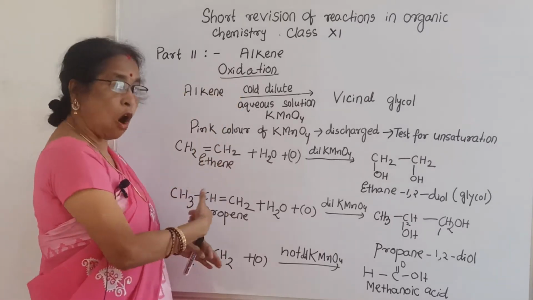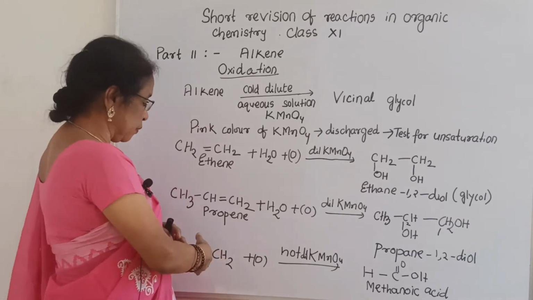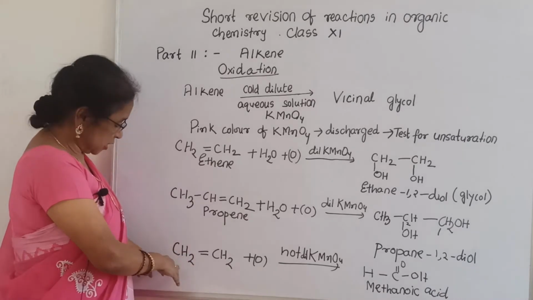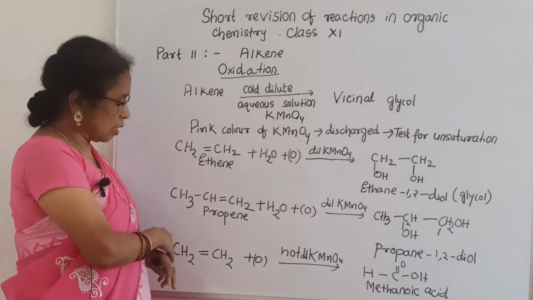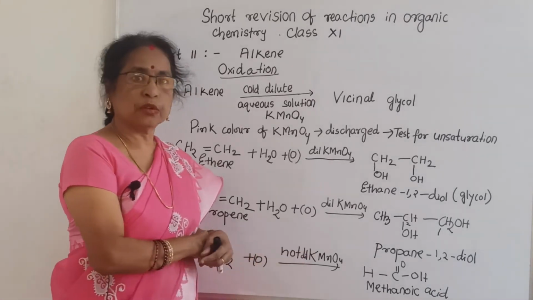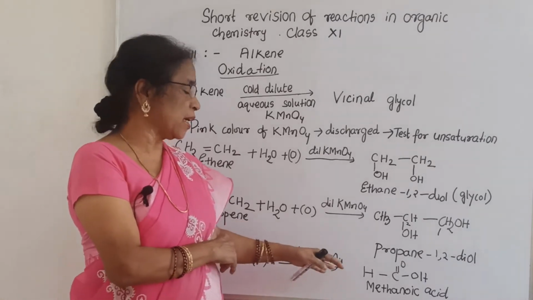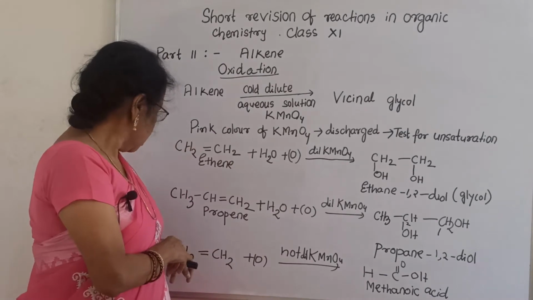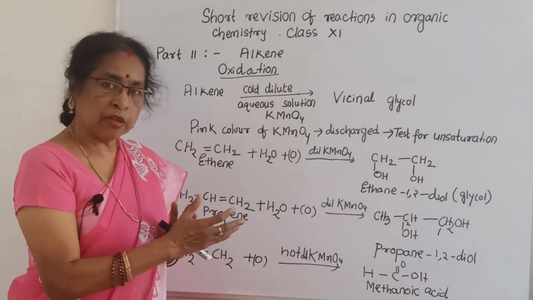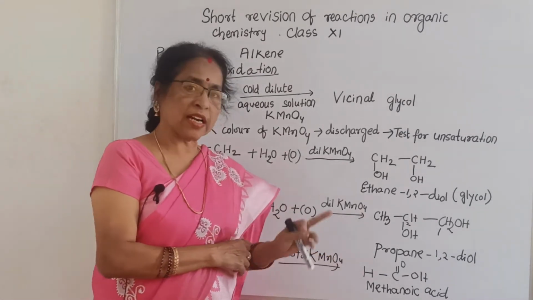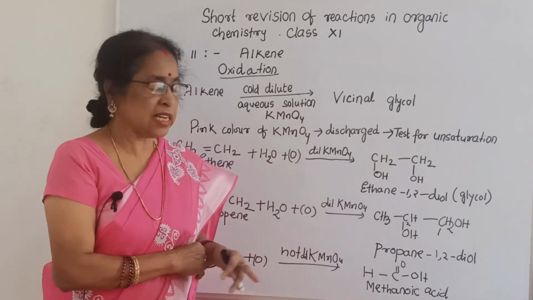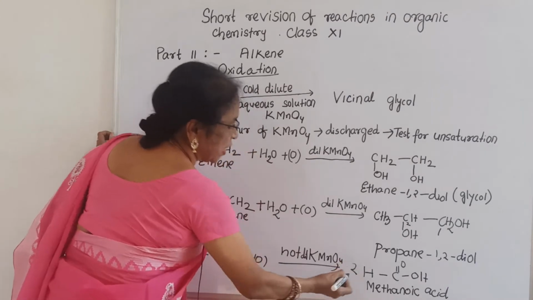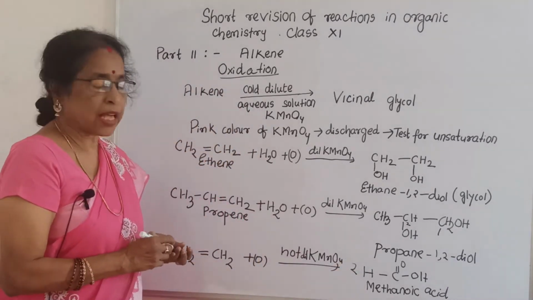But when you use hot dilute KMnO4, then what happens? You know ethene has 2 carbons, CH2 double bond CH2. When you treat it with hot dilute KMnO4, it gives an acid. There are 2 carbons, and each gives a 1 carbon acid, that is methanoic acid. That means it gives 2 molecules of methanoic acid.